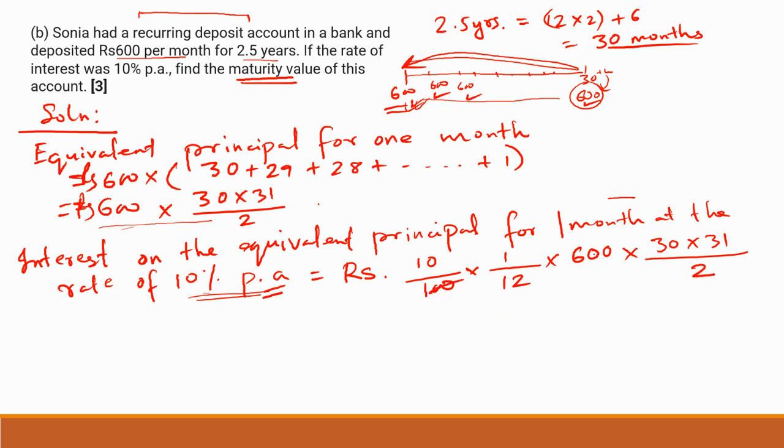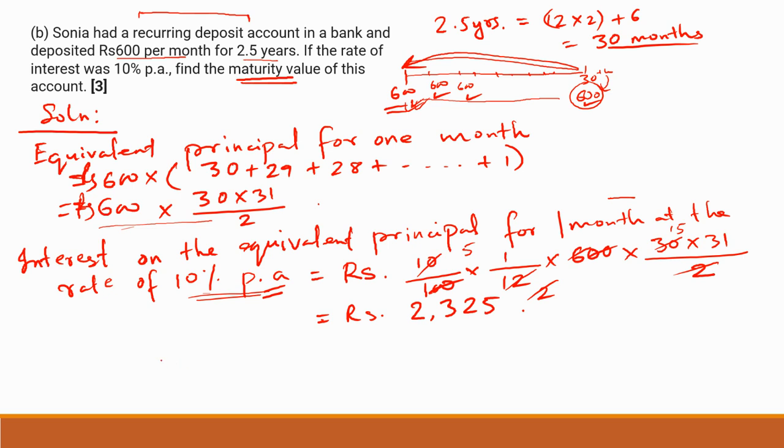When we do this calculation, 2 gets divided by 15, the 6 gives us 2, and this gives us 5. So you can do this calculation. What will we get out of it? Let me do the calculation, 31. I'm using a calculator just to save time, but in the exam you can do it, it's an easy calculation, not that difficult. So we get rupees 2325. This is the interest on the equivalent principal for 1 month.